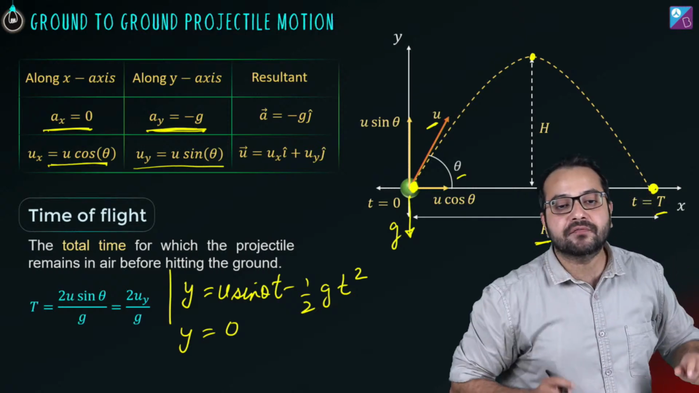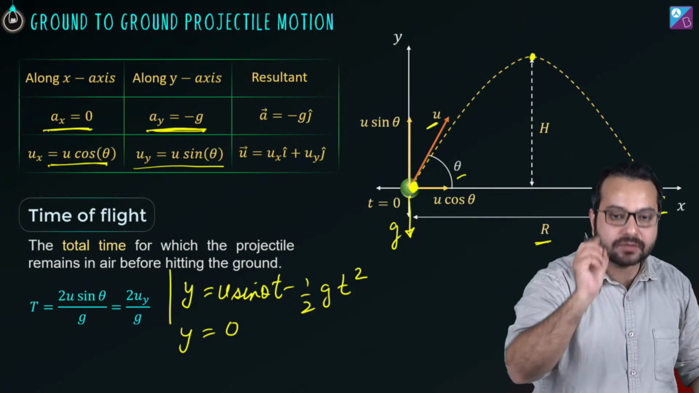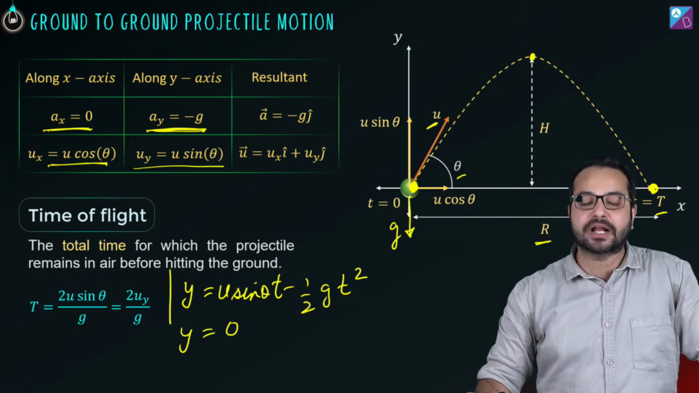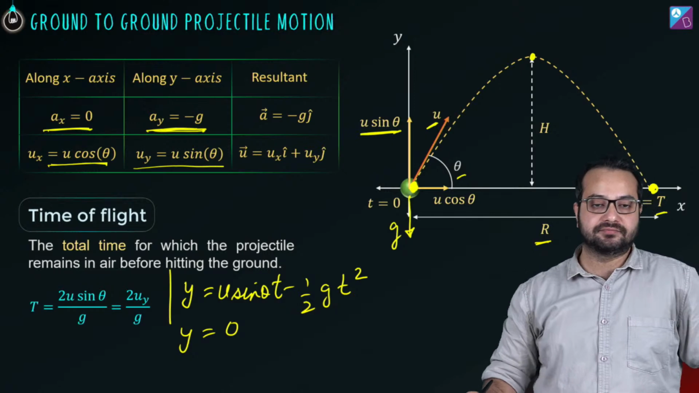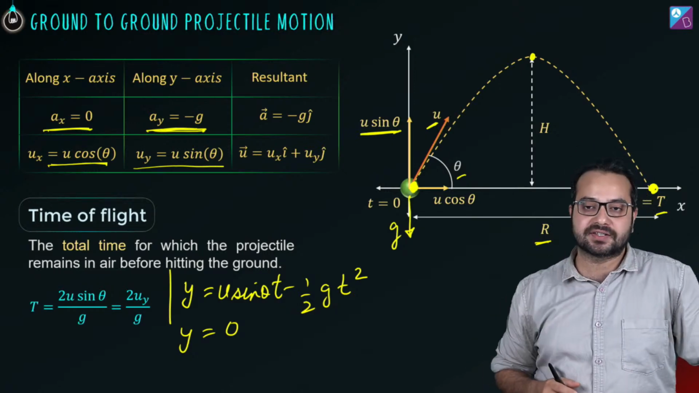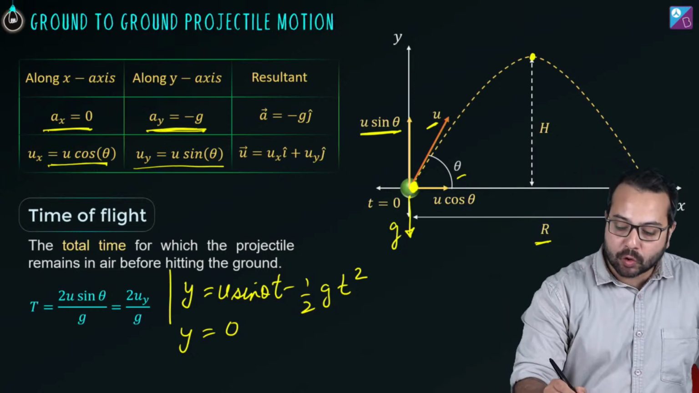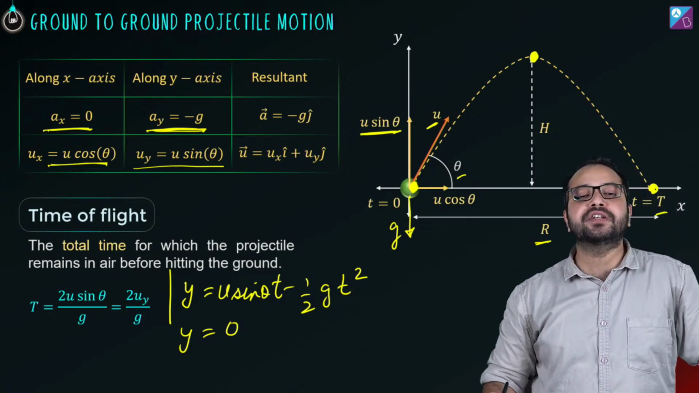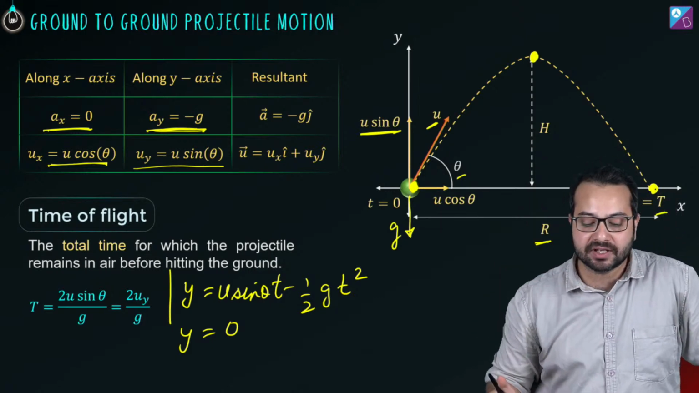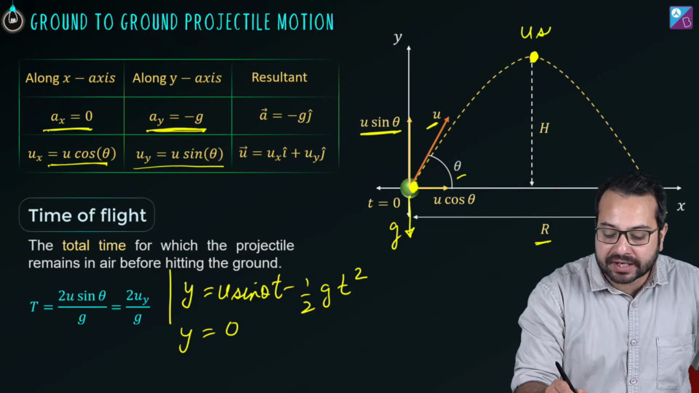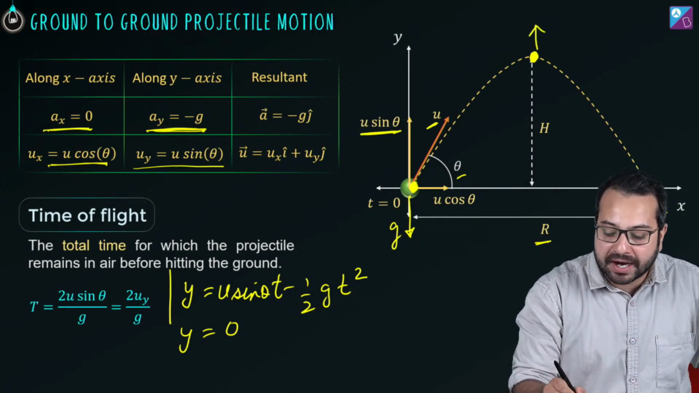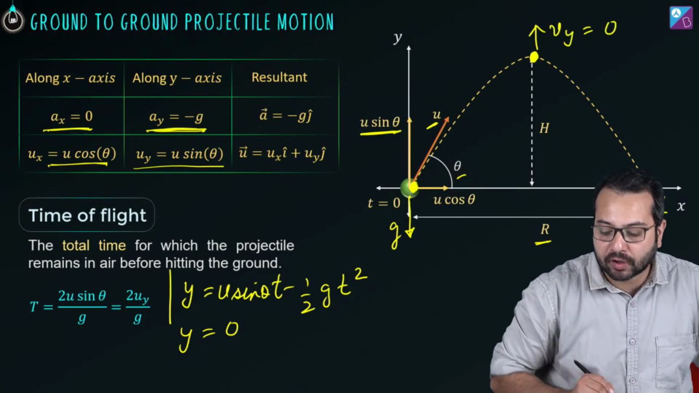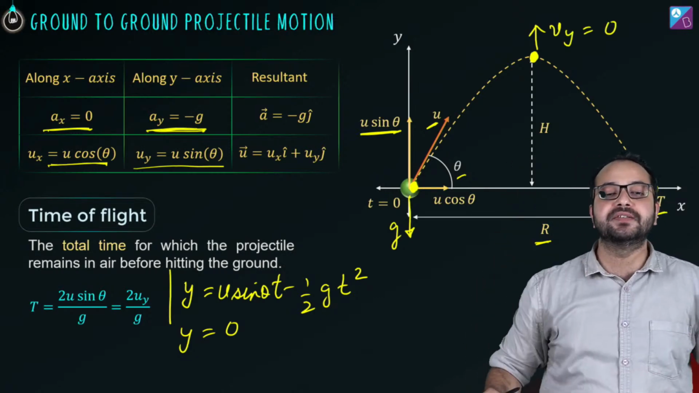But what is the other way of finding time of flight? Yes, this is what I was expecting. Very good, Swastika. What is this u sin theta? U sin theta is the vertical velocity. So at the highest point, what is going to happen to u sin theta? Uy or Vy, the velocity in the y direction, is going to become 0.